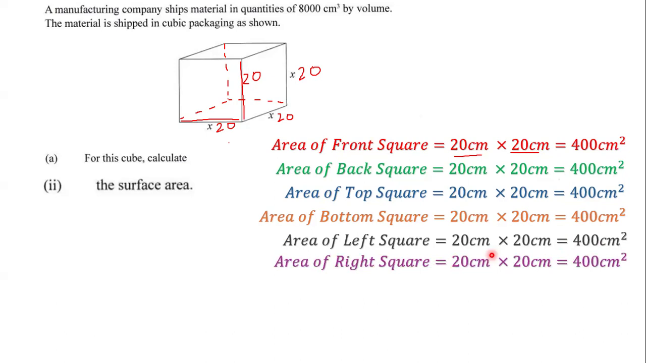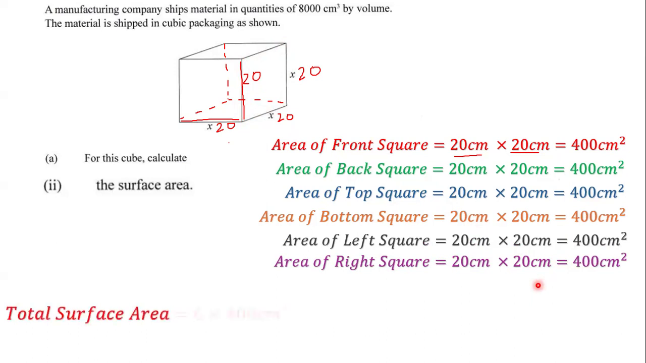Okay, so one more side left. The area of the right square is going to be this one, right? So the area of this side is going to be what? 20 centimeters multiplied by 20 centimeters. And so 20 centimeters multiplied by 20 centimeters is again 400 centimeters squared. And so what does that mean?